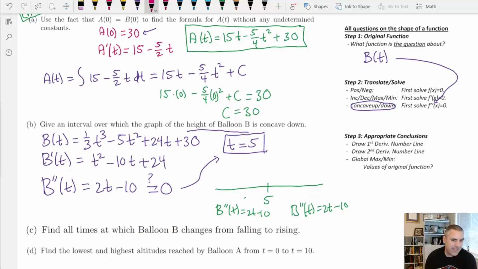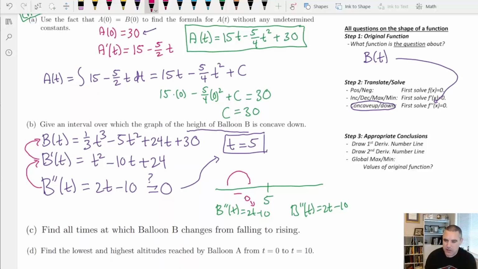And you can plug in any number you want. Over here, probably the easiest would be 0, and you would see that it's negative. It's negative 10. That means it's concave down. Ultimately, that means the slope is decreasing, and that's what this tells you. This tells you how the slope changes. But if the slope is decreasing, then that tells you the original function is part of a frown.